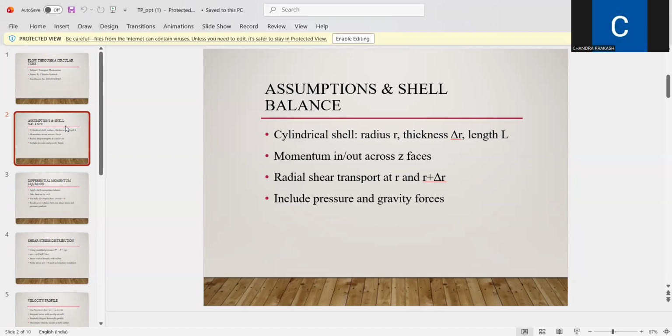Flow is steady, no change with time. Flow is laminar, smooth layers. Fluid properties are constant. Flow is only in z direction. We consider a small cylindrical shell of radius r, thickness delta r, and length L.